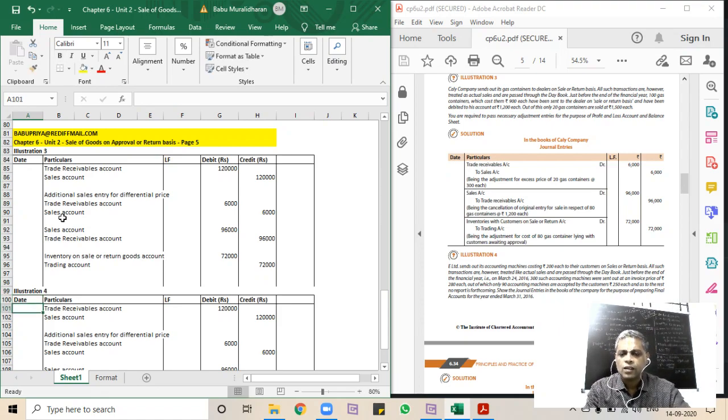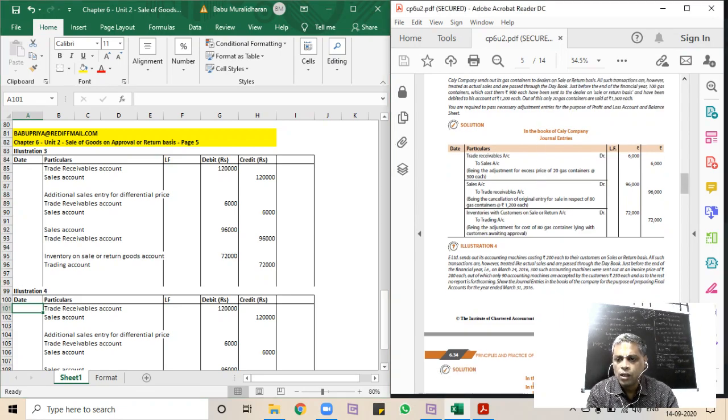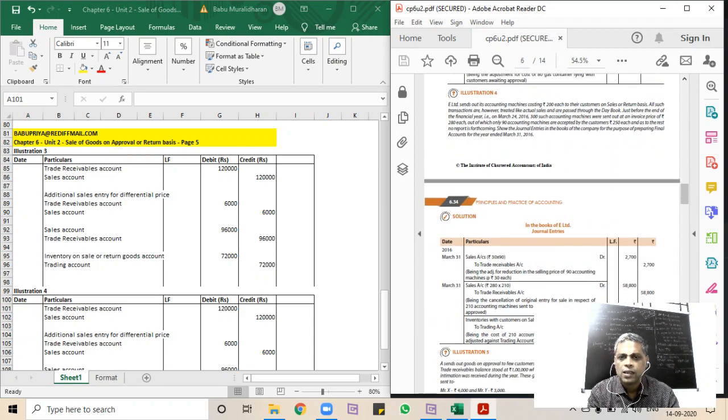Now, E Limited sends out its accounting machines costing rupees 200 each to its customers on sale or return basis. All such transactions are, however, treated like actual sales and pass through the day book. Just before the end of the financial year, that is on March 24, 2016, 300 such accounting machines were sent out at an invoice price of rupees 280 each, out of which only 90 accounting machines are accepted by the customers.